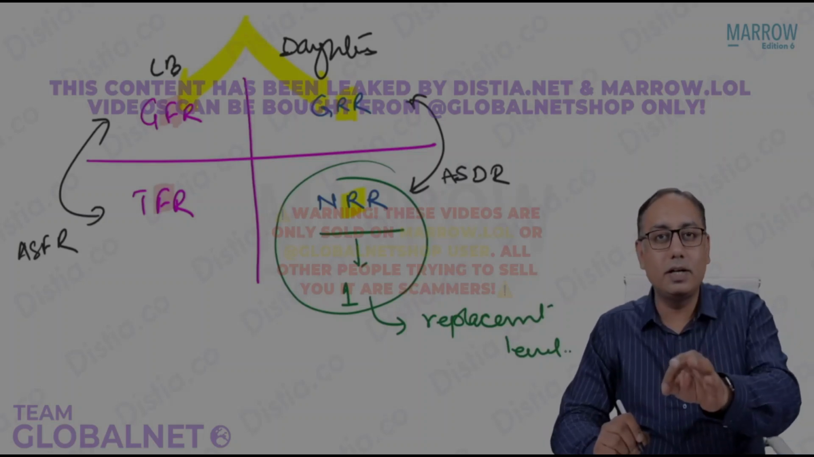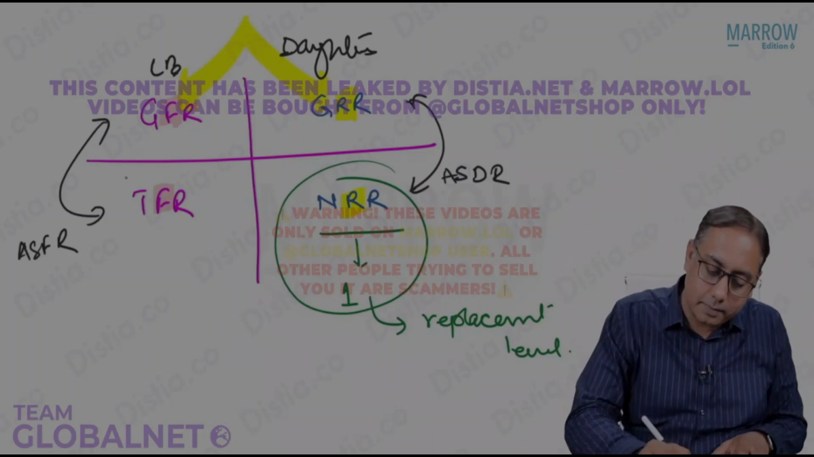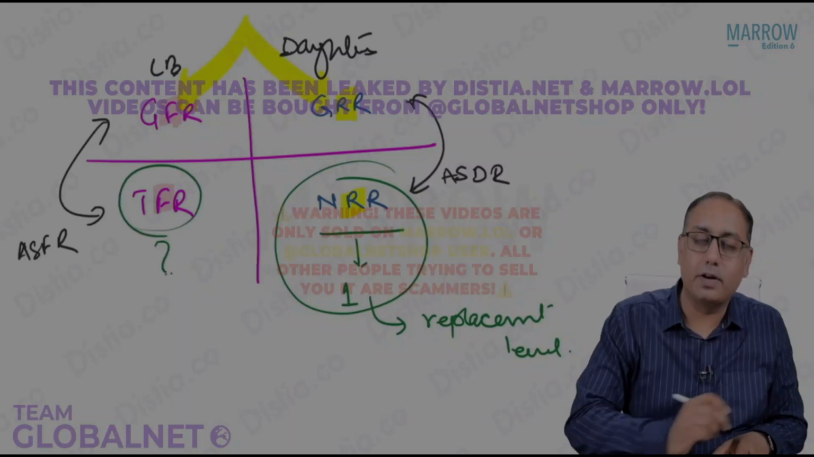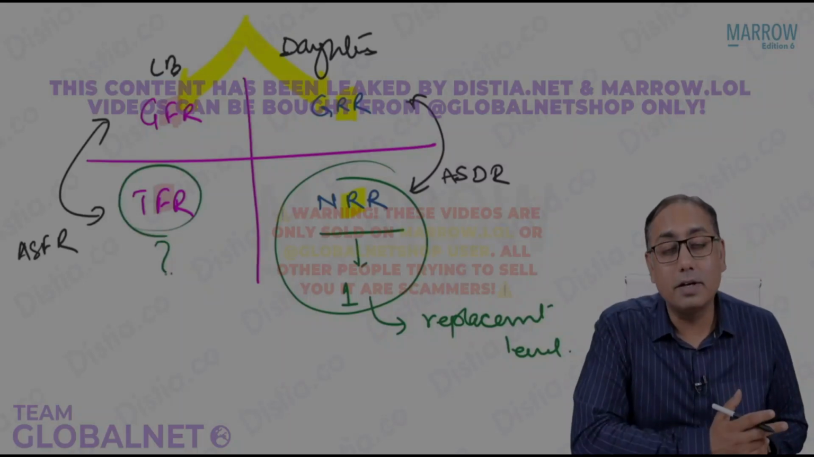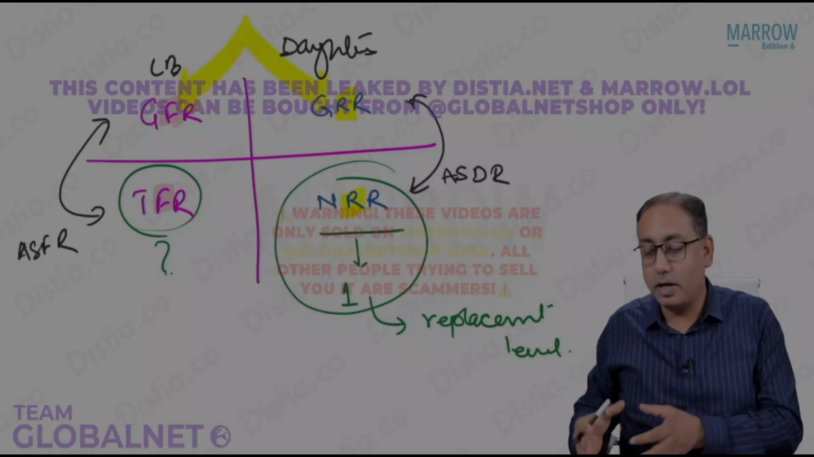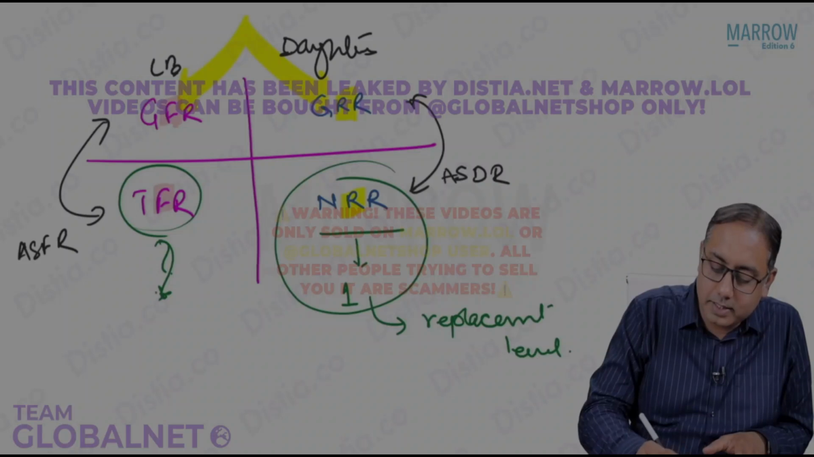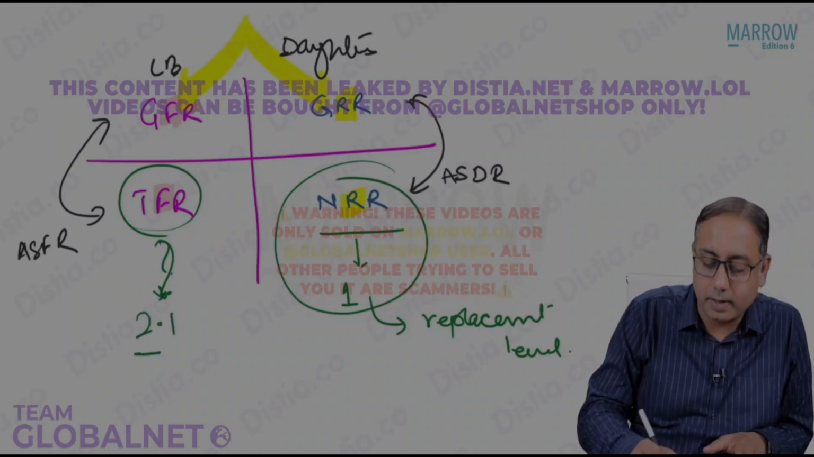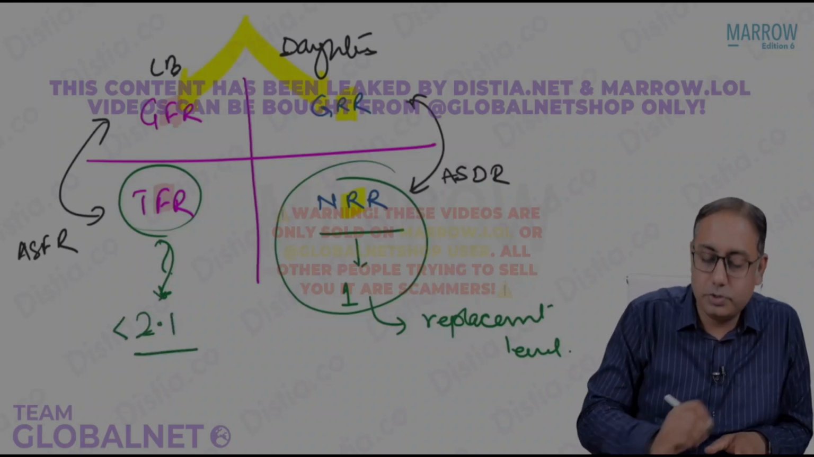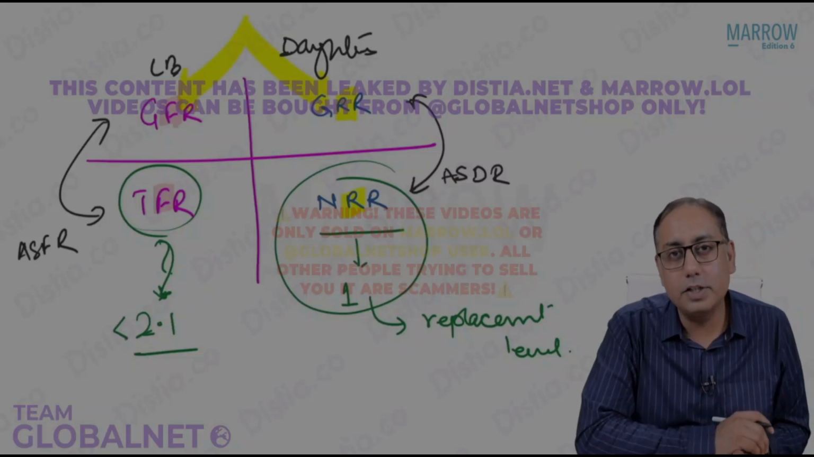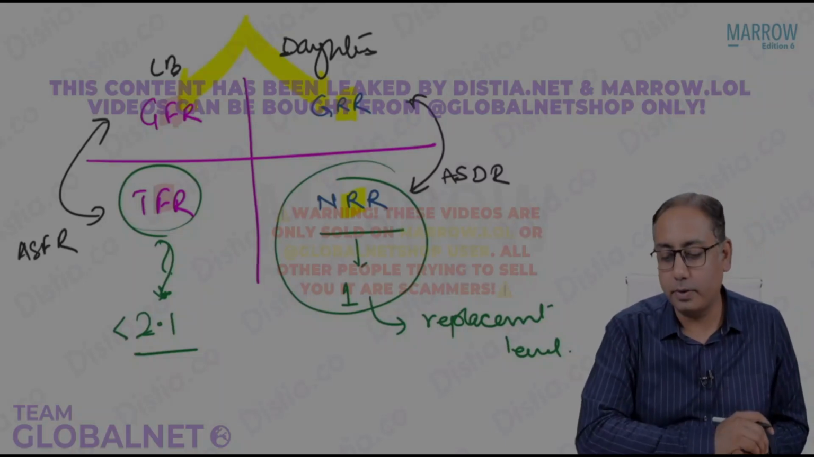So if the NRR you want is 1, how much should be the TFR? What do you think? TFR is the total number of children. So if you want one daughter, how many children should a couple have? The TFR is taken as the target should be 2.1. It should be less than 2.1. The TFR should be less than 2.1.